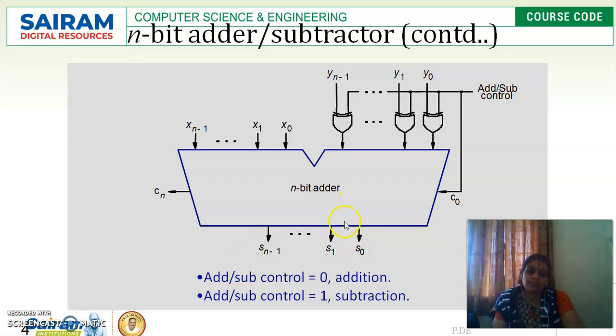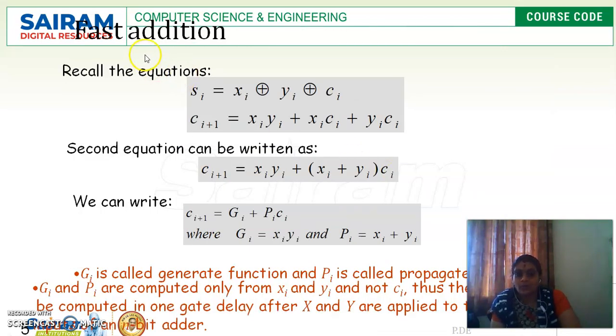So this add/sub control, if it is equal to 0, then it will perform the addition operation. If the add/sub control is equal to 1, then the circuit will perform the subtraction operation, right? And next, the fast addition.